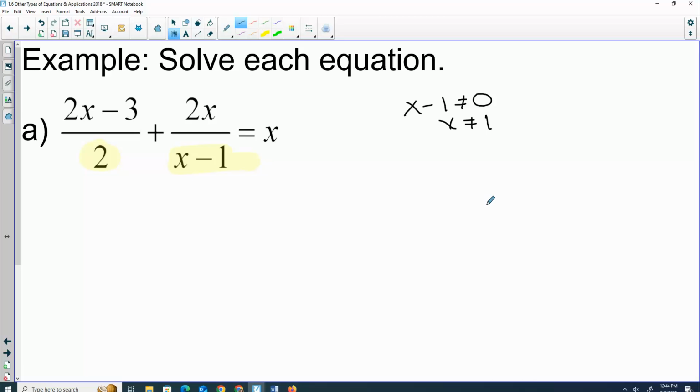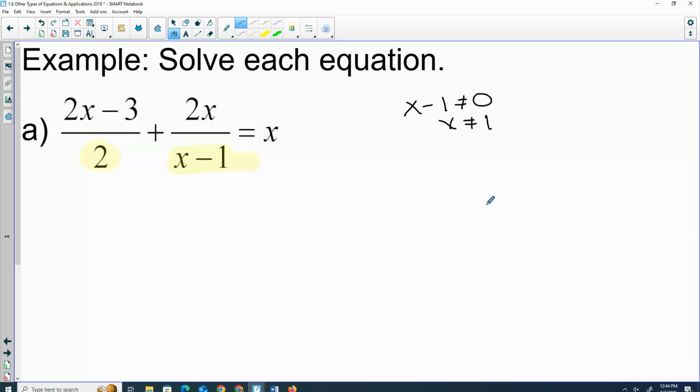What happens if I solve this problem and I get 1 for my solution? We either got messed up somewhere or the answer is really no solution. The only number that could make it work really doesn't. So on these problems, we are going to have to check our answers and make sure they're reasonable. Now, there are two different approaches we can take to solving these. One of them is to get a common denominator and work from that point. The other is to get rid of the fractions.